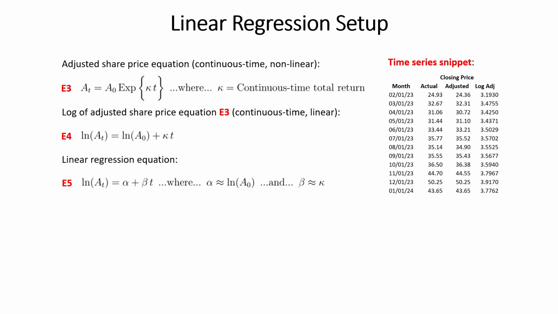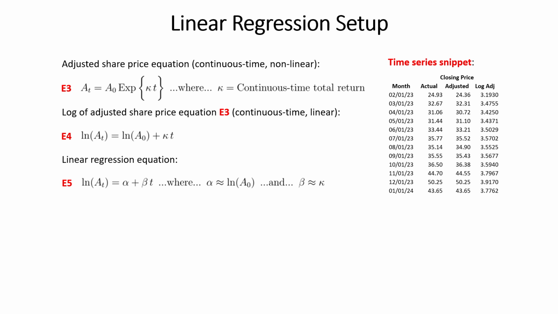Now the alpha is synonymous with the log of actual share price in equation E4, and the beta is synonymous with the kappa, which is the continuous time total return in equation E4. So when we run our equation, we're going to get values for alpha, and we're going to get a value for beta. Now the beta is what we want because that is the total return that the linear regression gives us. And remember that we're using adjusted share prices.